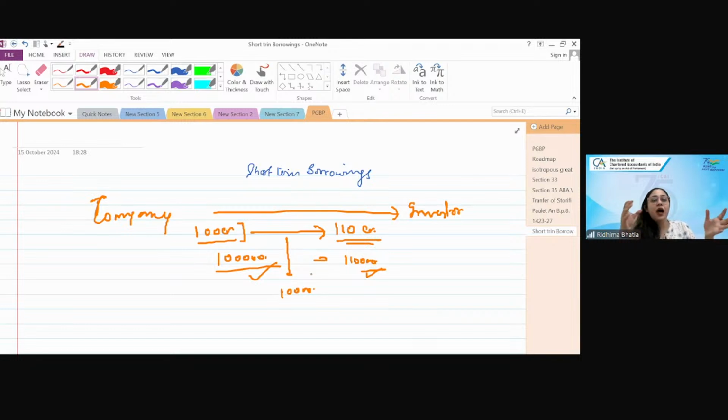Now, since these are short-term borrowings, how would you claim the interest on it? Suppose the bonds were issued in February 23 or 24, okay? And they were redeemed in a 10 months period: February, March, April, May, June, July, August, September, October, November. So in November 24, they have to be redeemed. Now the question is, this difference of 10 crore for the company, how would they claim it? Will they claim it in this year? How would this particular process go?